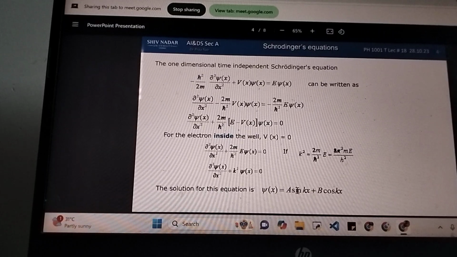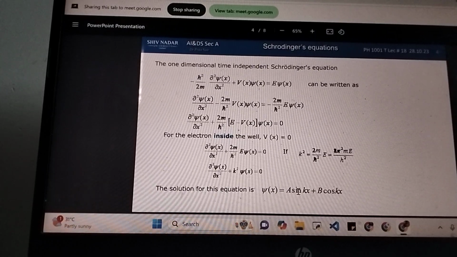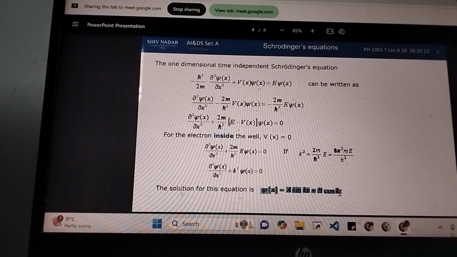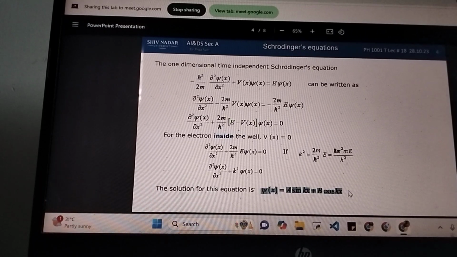So we just need to find the values of a and b. We have this, and then using some other prior knowledge we have, we'll try to find out what the values of a and b are. Once we find the values of a and b, we have our expression for psi of x.